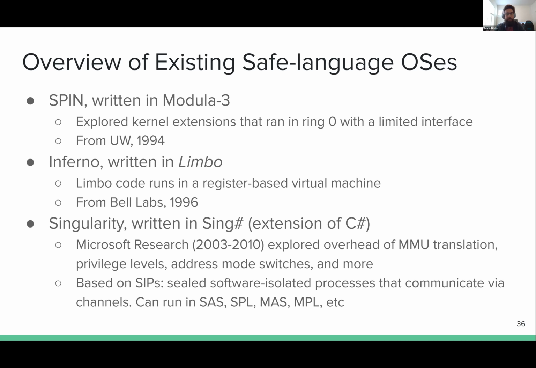There are some other works like Inferno, but I'd say the main example of a real safe language OS is Singularity from Microsoft Research. I definitely encourage you guys to go take a look at that. I'm not sure if Lynn discussed it in class, but it's a very robust exploration of different costs associated with hardware protection, like MMU translation and privilege levels, switching address modes.